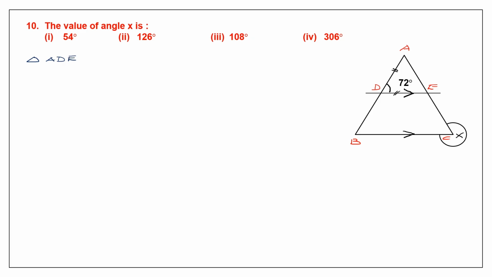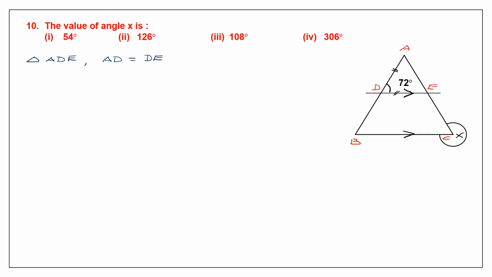Now first we need to see what type of triangle this is. This is an isosceles triangle. AD is an isosceles triangle. Can you see these two strokes? That means AD and DE are equal to each other. So let's write that. Side AD is equal to DE.